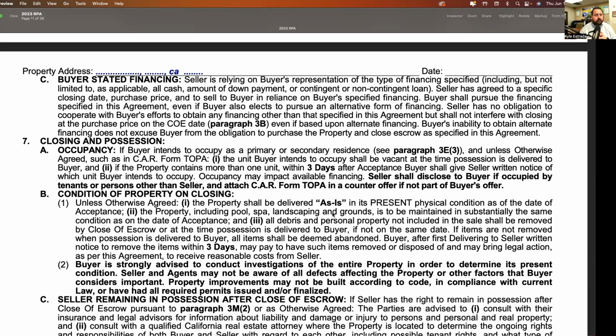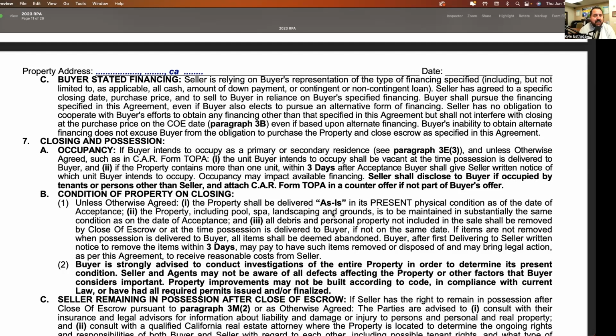Buyer's stated financing. This is important. Seller is relying on buyer's representation of the type of financing specified, including but not limited to, as applicable, all cash, the amount of down payment, contingent or non-contingent loan. Seller has agreed to a specific closing date, purchase price, and to sell to buyer in reliance on buyer's specified financing.